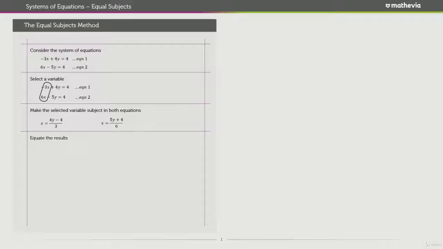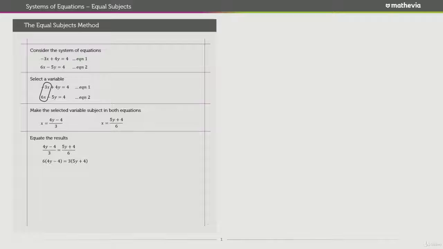Now, equate the results. We've established that x equals (4y minus 4) over 3 and x also equals (5y plus 4) over 6. I believe you'd agree with me that (4y minus 4) over 3 equals (5y plus 4) over 6, because they both equal x. If they both equal x, they should equal each other.